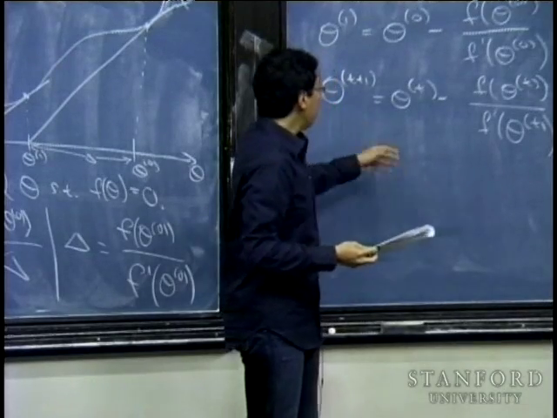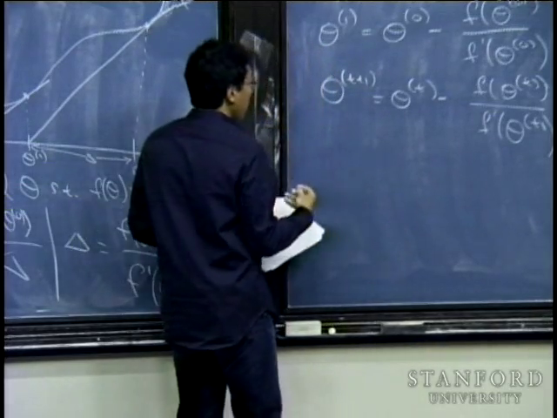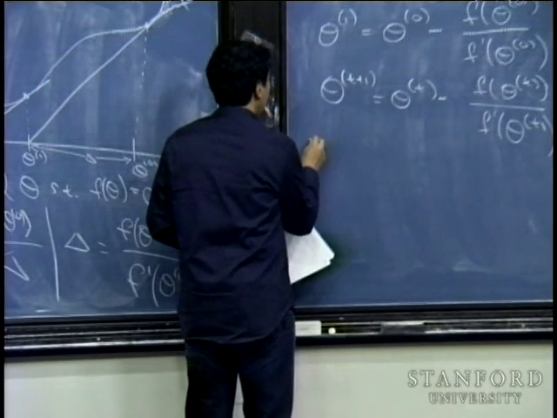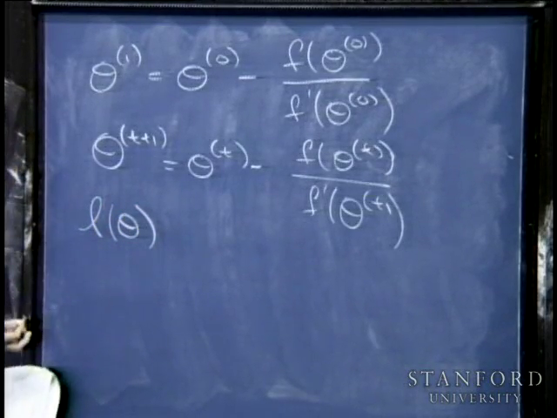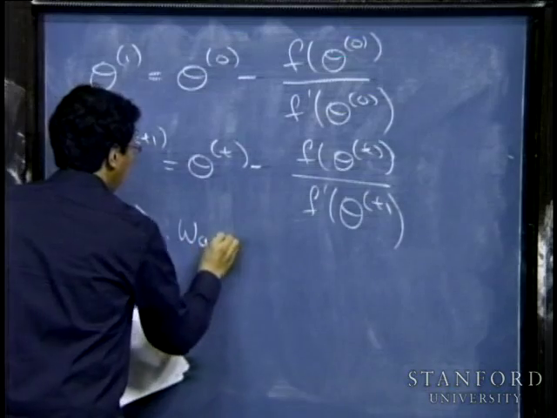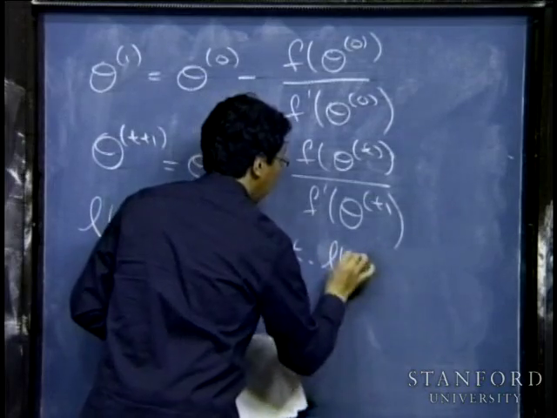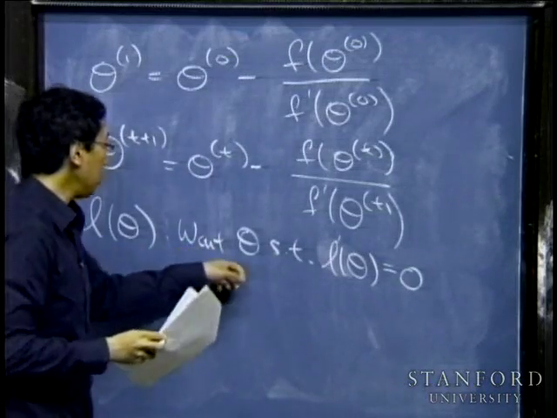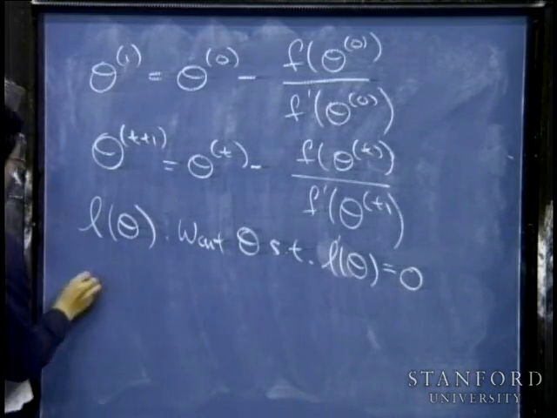Now, this is an algorithm for finding a value of theta for which f of theta equals 0. So we can apply the same idea to maximizing the log likelihood, right? So we have a function L of theta, and we want to maximize this function. Well, how do you maximize the function? You set its derivative to 0, right? So we want theta such that L prime of theta is equal to 0. Right? So to maximize this function, we want to find a place where the derivative of this function is equal to 0. And so we just apply the same idea.